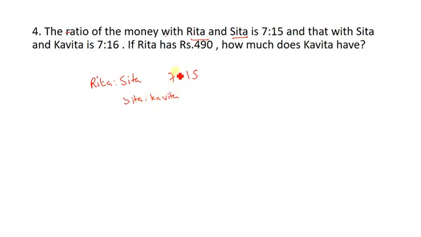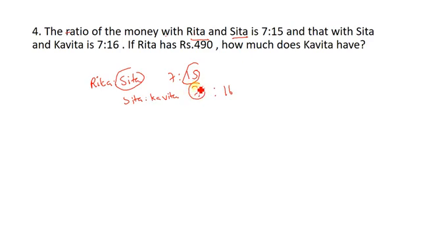Now what I told you is to write the ratio below, like Sita should be, the same ratio should be below. Now Sita is having ratio 7 with respect to Kavita, Sita is having 7. And here Kavita is having 16. Now we have to make the ratio of Sita with respect to Rita and ratio of Sita with respect to Kavita. We have to make this 15 and 7 equal.